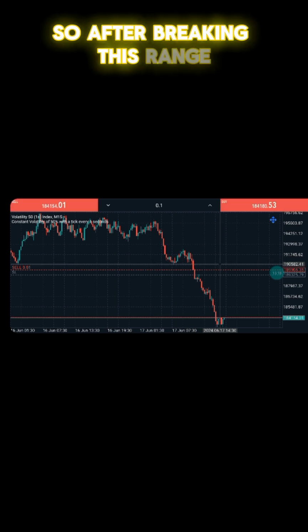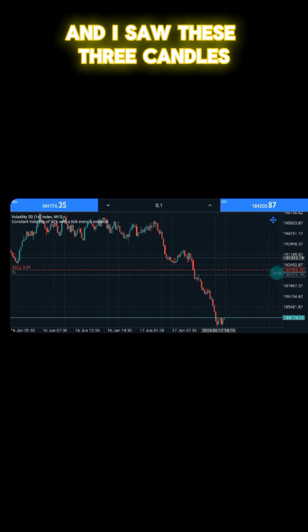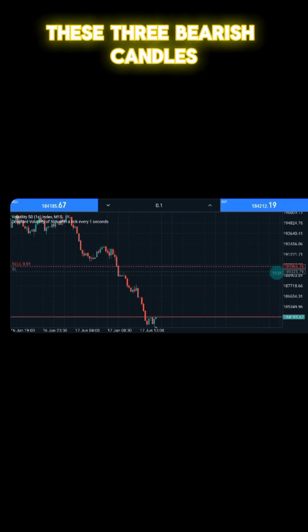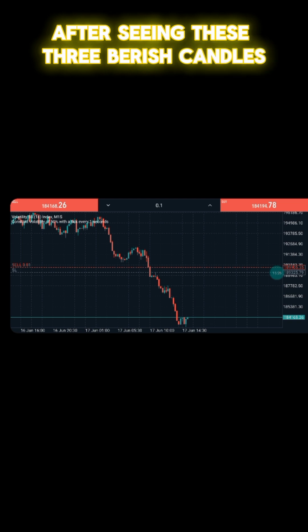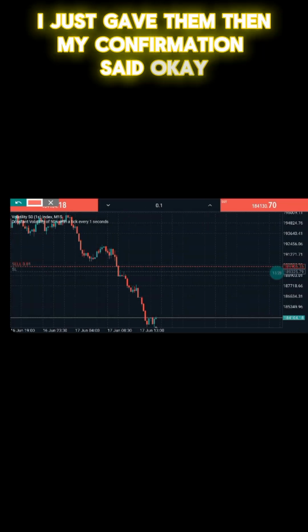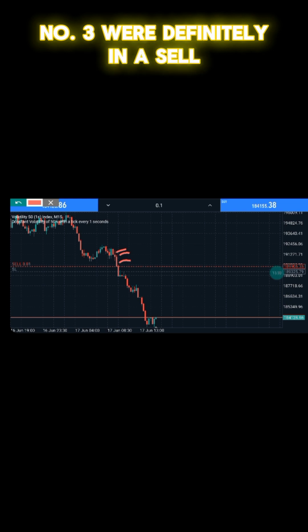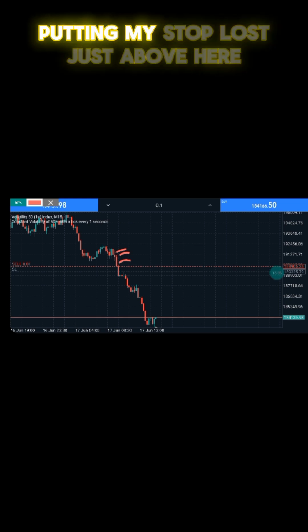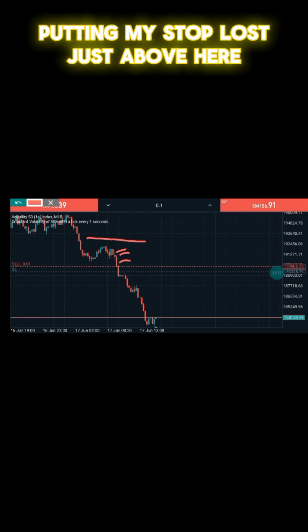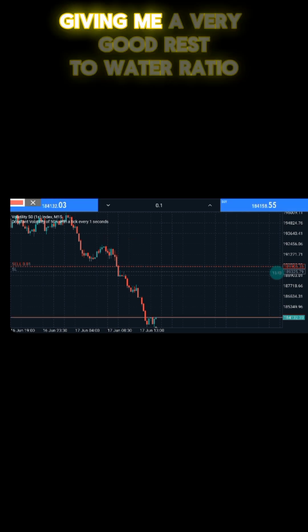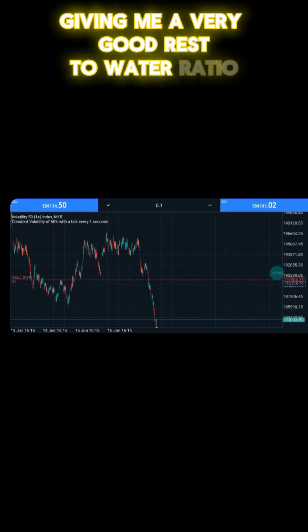So after breaking this range, when I saw these 3 bearish candles, that gave me my confirmation. I said, okay, candle number 1, number 2, number 3, we're definitely in a sell. And then I sold after the 3rd one, putting my stop loss just above here, right above there, and my take profit way to the bottom, giving me a very good risk to reward ratio.